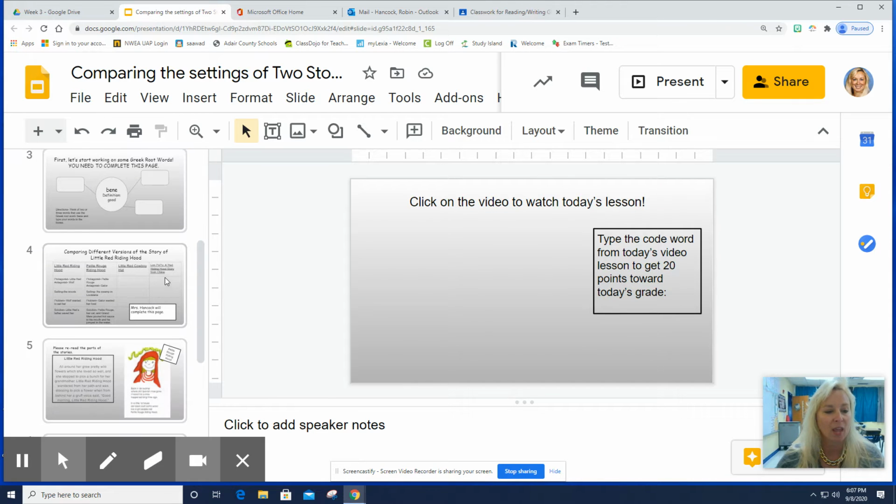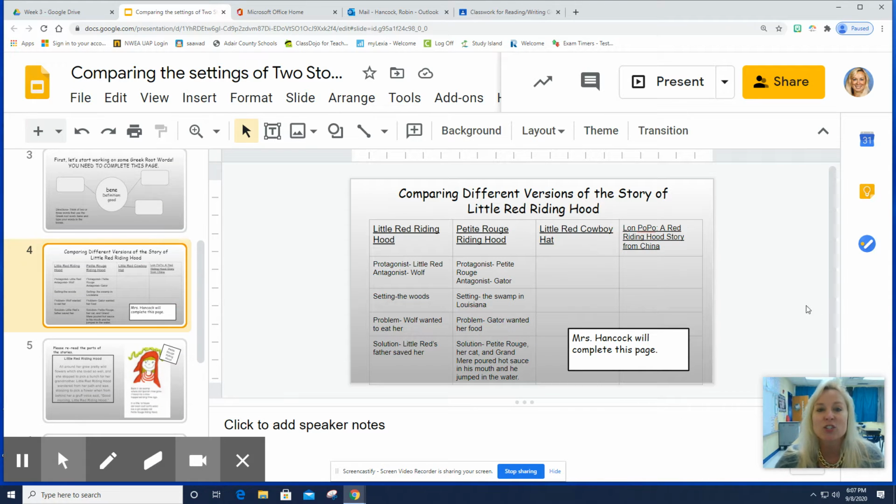But today, let's continue comparing these stories. We're comparing different parts of stories. So we have been working on comparing characters, and we've already read 2 versions of the Little Red Riding Hood story. We read the original version, where the protagonist was Little Red Riding Hood, the antagonist was the wolf, and the setting was the woods. We'll talk about that more. The problem was the wolf wanted to eat her. Solution, Little Red's father saved her.